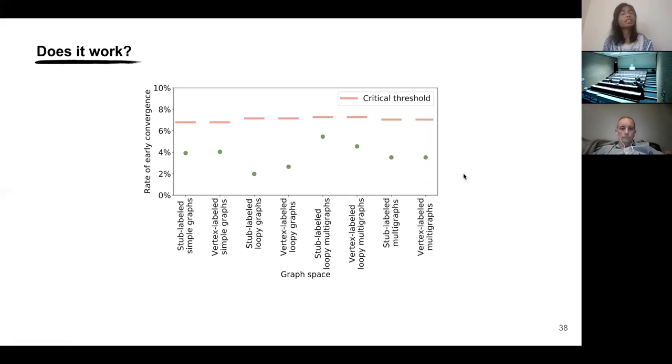And so we see here that across all the graph spaces, our method's rate of early convergence is well within the critical threshold, which is calculated using the type 1 error rate of the chaos test and the number of graphs we have in each graph space. And so this tells us that our method does accurately detect when the MCMC converges on its stationary distribution.